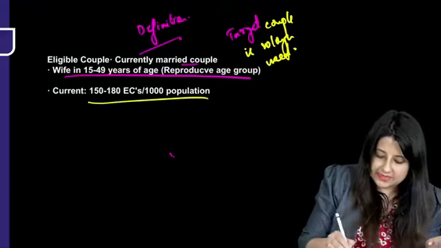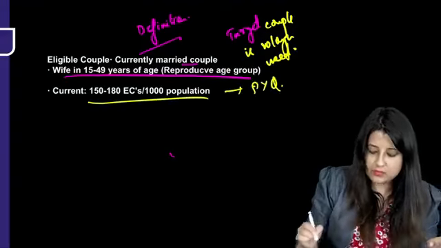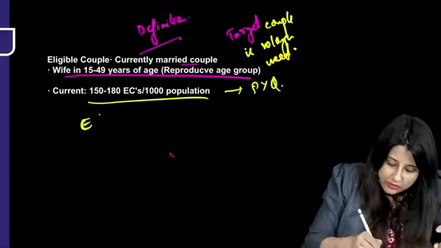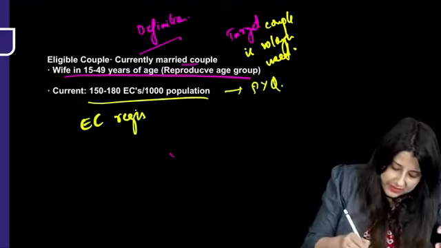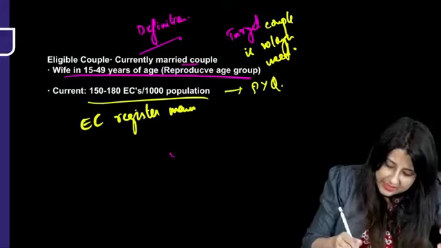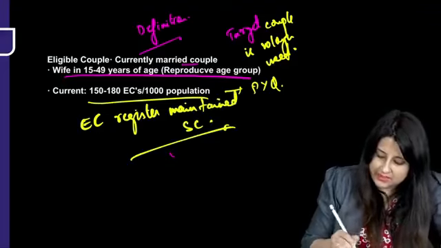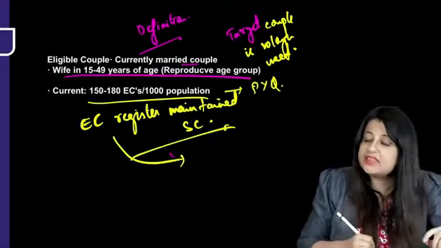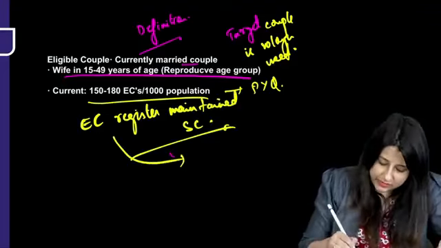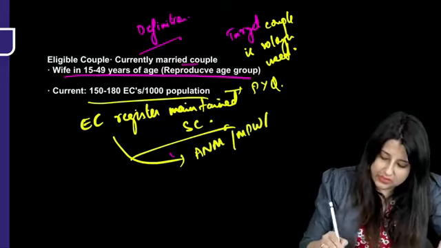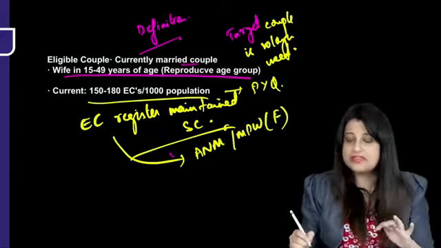Currently, this is a PYQ: there are 150 to 180 eligible couples per 1,000 population in India. And one more thing, the eligible couple register. Where is it maintained? The eligible couple register is maintained at the sub-center. And whose responsibility is it to maintain the eligible couple register? It is with the ANM, or multi-purpose worker female. So that's the first thing.